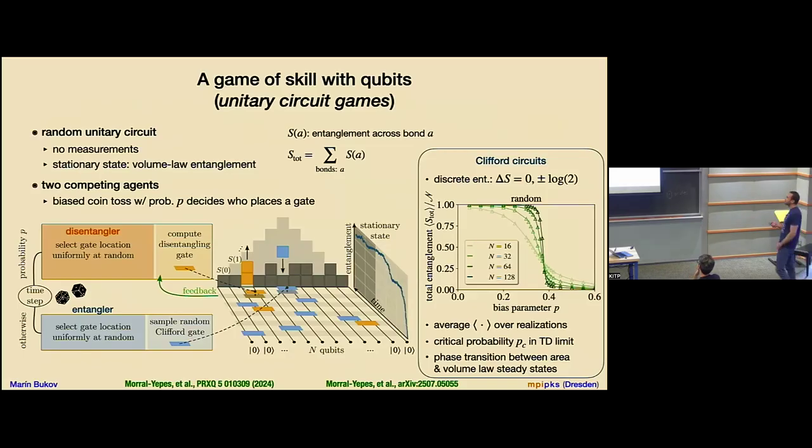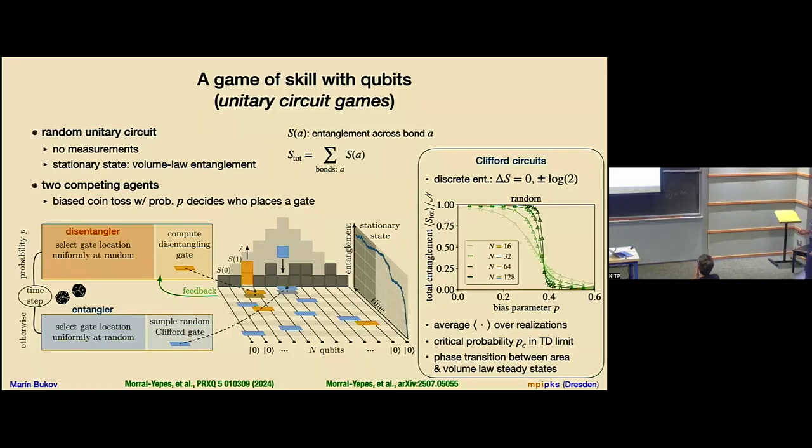What you find is that if the parameter p is very large, that is to say, if the disentangler gets to play sufficiently often, then the state you find is essentially an area law state, whereas if the probability is not that large, then you find a volume law state, and in between there seems to be a phase transition. The different curves correspond to different system sizes, and this is, like I said, a phase transition between the area and the volume law.